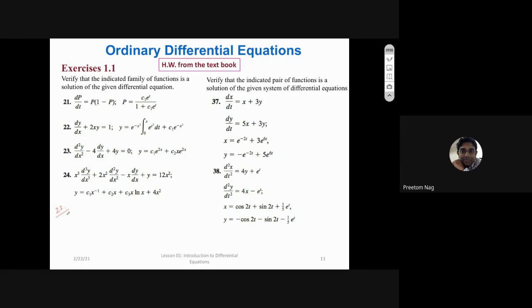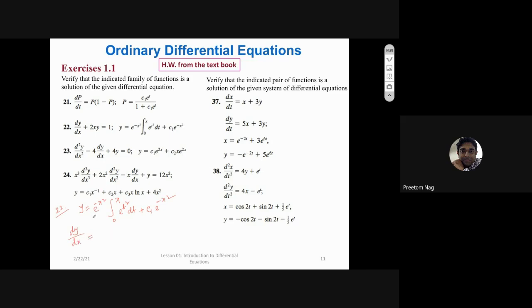So y is given by e to the power minus x square, 0 to x e to the power t square dt, plus c1 e to the power minus x square. Okay, so what will be dy by dx? Can someone tell me what dy by dx will be?